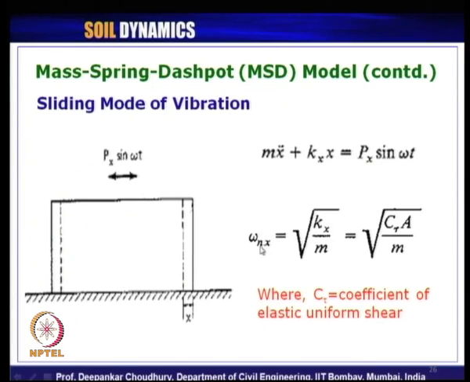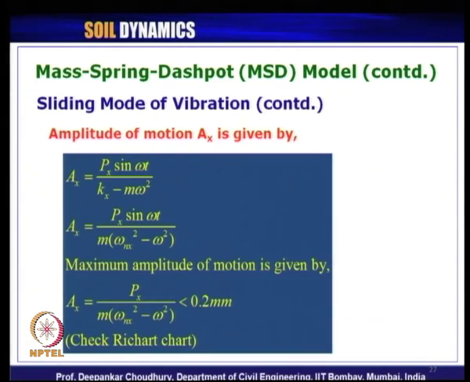We have seen just now C tau is nothing but coefficient of elastic uniform shear. So, natural frequency of the system omega n x is nothing but root over k x by m equals to root over C tau A by m. And here how we compute the maximum amplitude of motion A x?